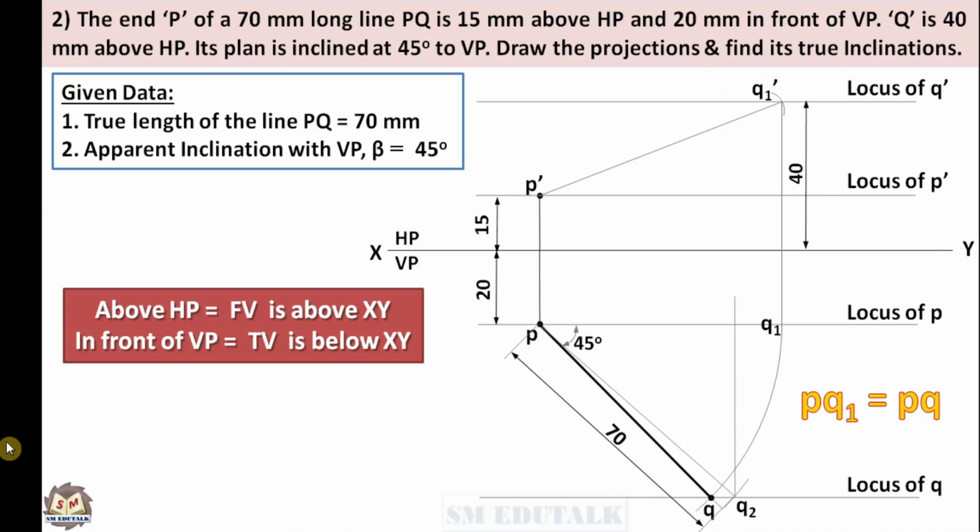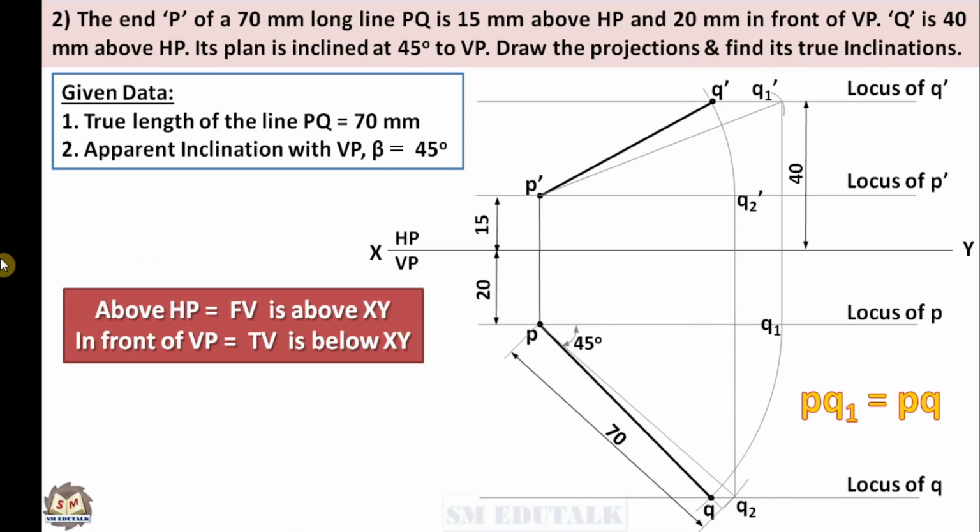Project point Q2 to the locus of P' vertically upward. You will get a point Q2'. Draw an arc with point P' as center and P'Q2' as radius. It cuts the locus of Q' at point Q'. Join point P' and point Q' by a thick line. This P'Q' line is the required front view of the line PQ.